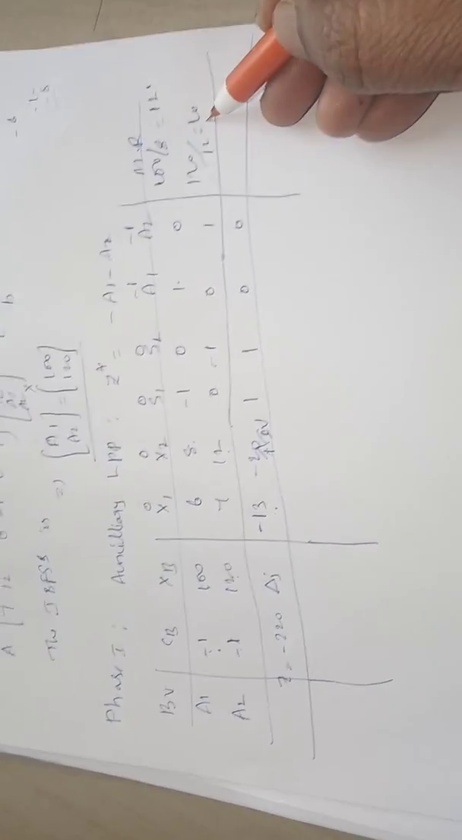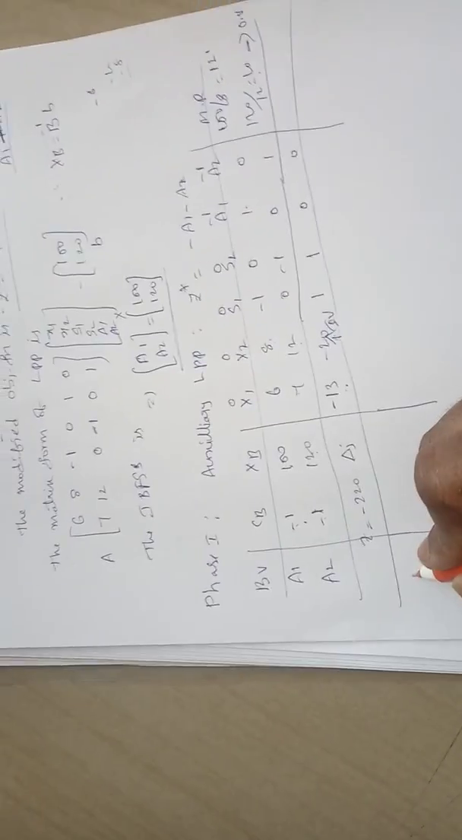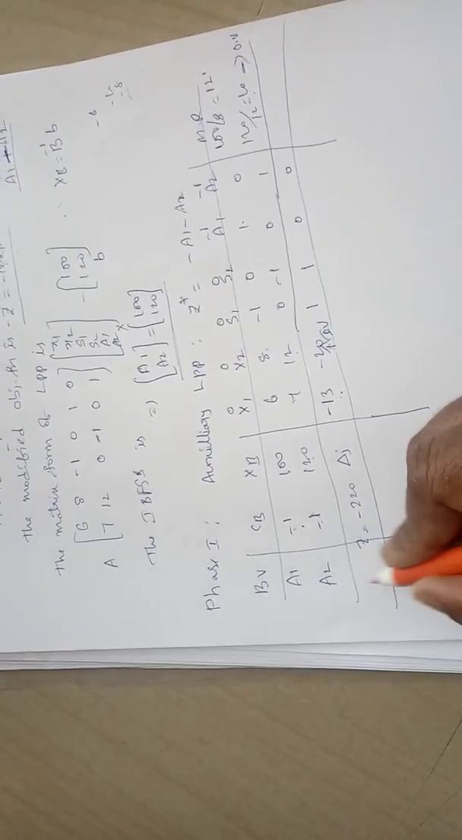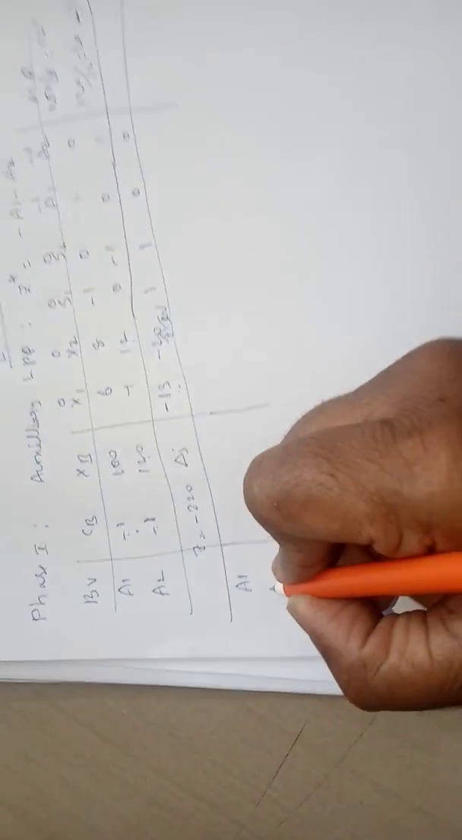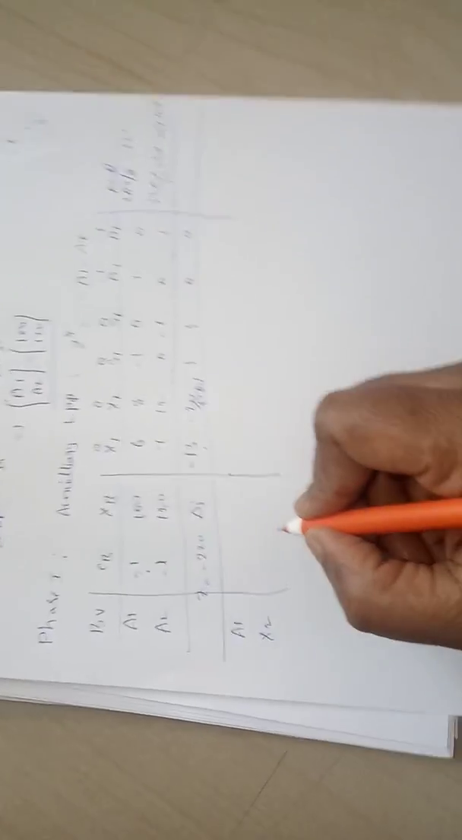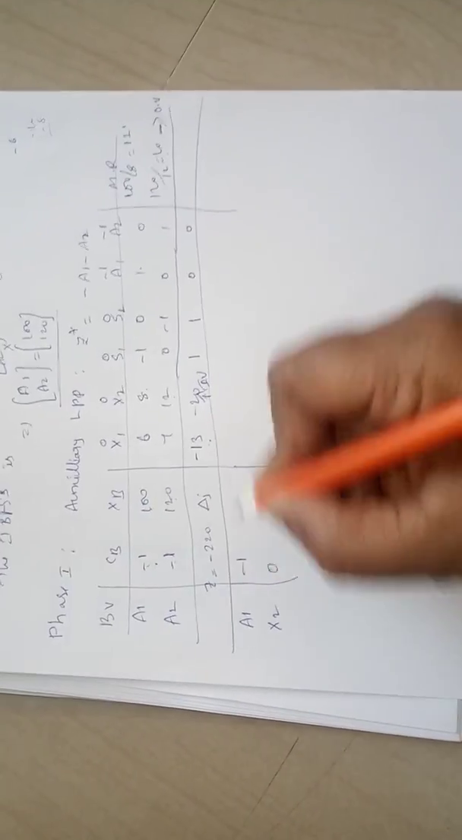So 12 point something. Among these two, which is the minimum? 10 is the minimum. So this is called the outgoing vector corresponding to this. Which one is taken out? A2 is removed from the basis matrix. A1 is in the place of A2, so what do you have to consider? X2. So a1, x2. So x2 0, a1 minus 1.